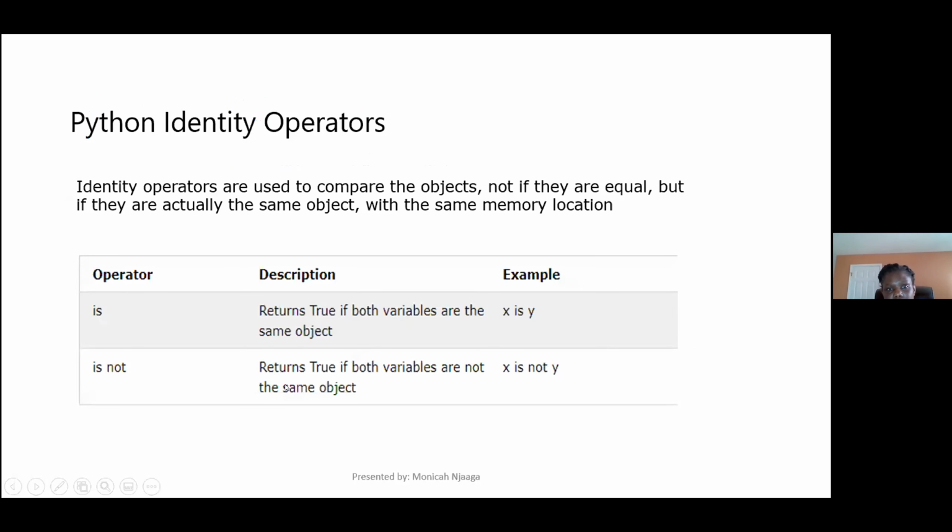And then we have the identity operators. These are used to compare objects, not if they are equal, but if they are actually the same object with the same memory location. So we have the is, it returns true if both variables are the same object. And then we have is not, which returns true if both variables are not the same objects.